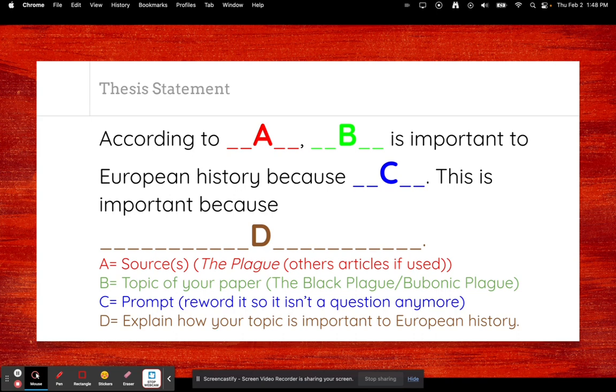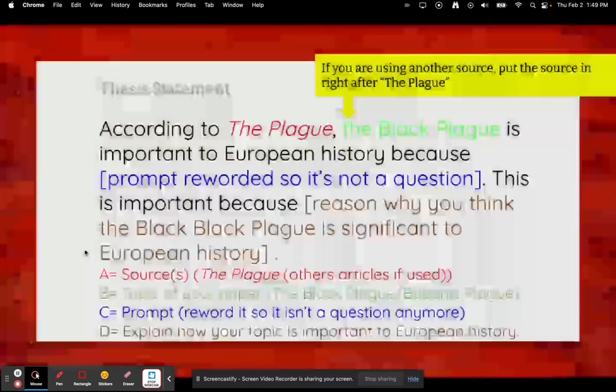All right. And then D is explaining how your topic is important to European history. So this is important because blah. So why is learning about your prompt, whatever you choose, important to European history? Okay, you're just going to tell me that in D. Okay, I know it looks confusing, but it's really simple once you get to know it.